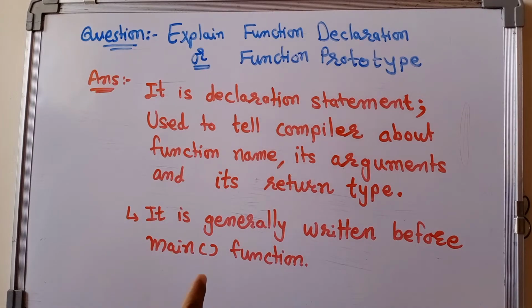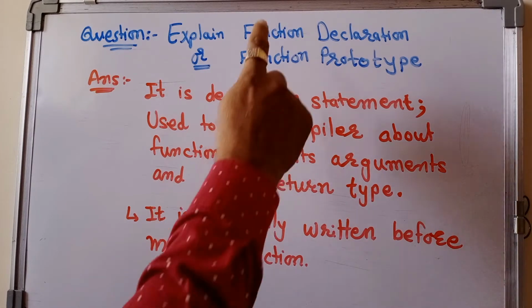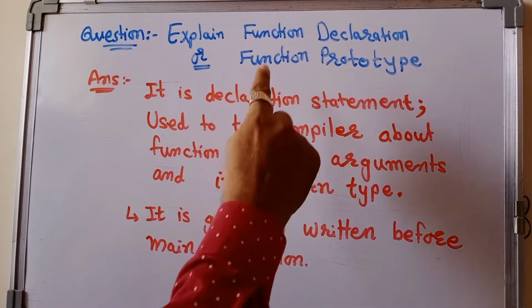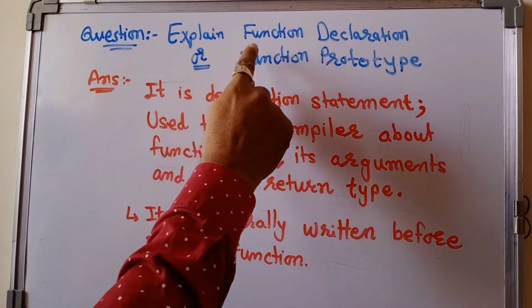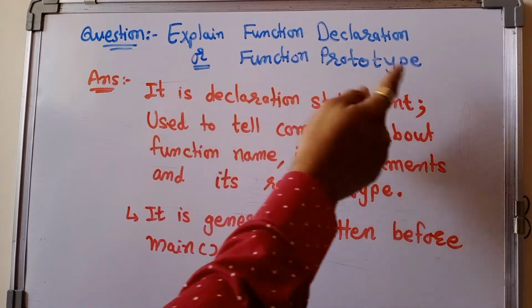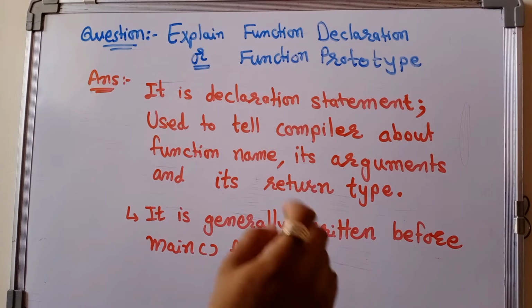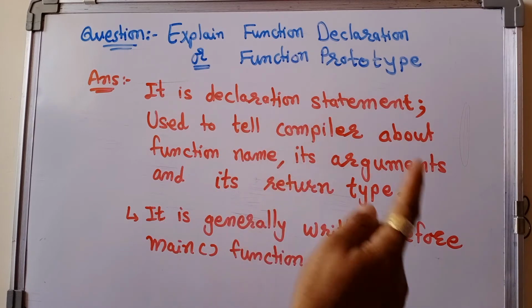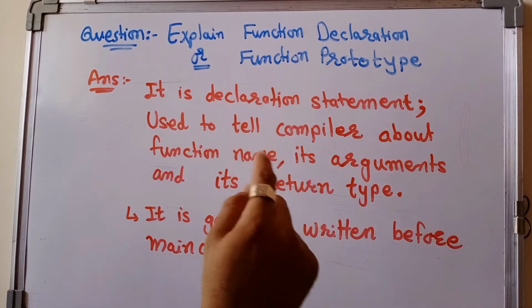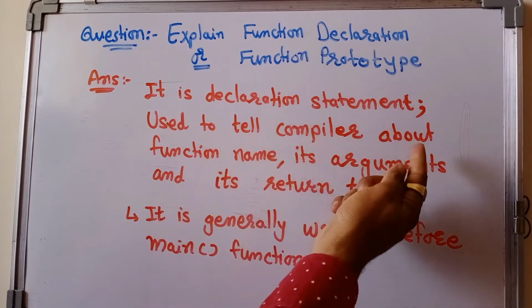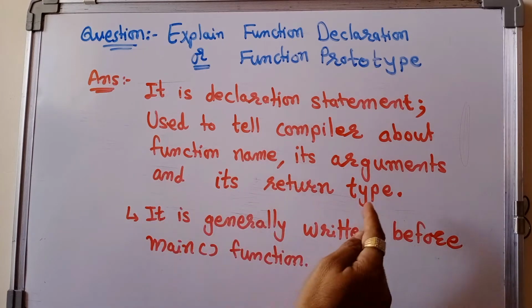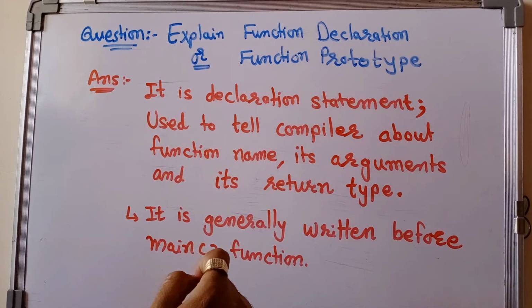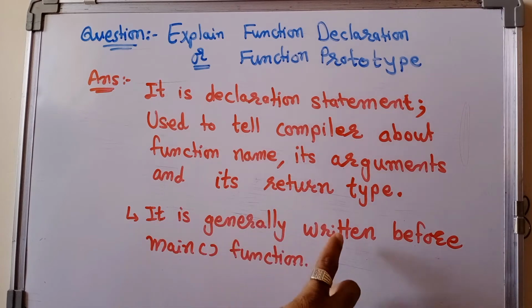Friends, today we will learn what is function declaration or function prototype. The general question is: explain function declaration or function prototype. Generally, a function prototype is a declaration statement used to tell the compiler about the function name, its arguments, and its return type. It is generally written before the void main function.